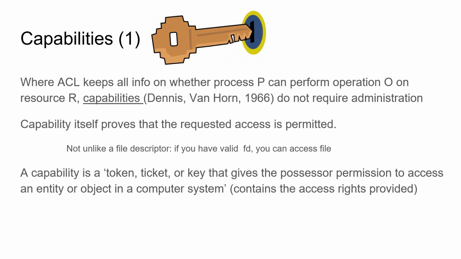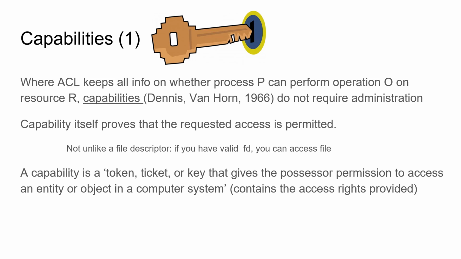In contrast, capabilities do not require such a table, such administration, because like a key, they embed these permissions in the capability itself. So the capability proves that the requested access is permitted.